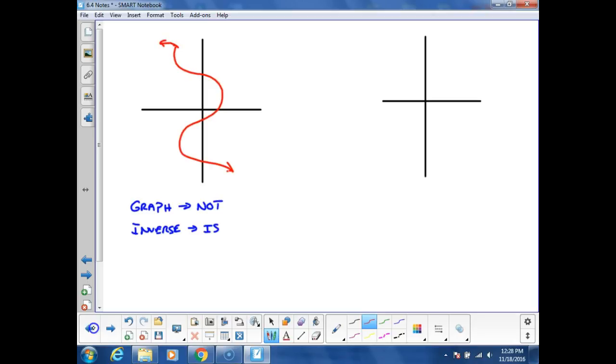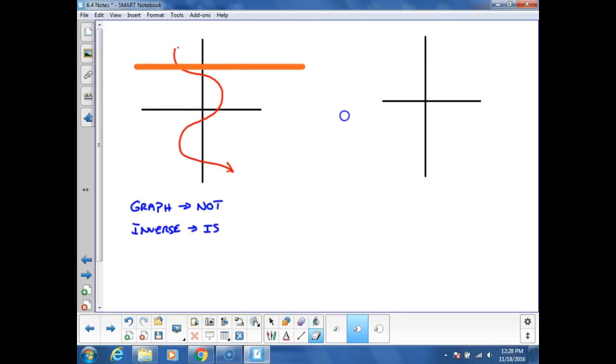Okay. All right. And so why is that not a function? Vertical line test fails right there, right? Okay. Why is the inverse a function? It's only ever touching there once, right? Okay. And we got to fix this part up here. There we go. Okay. So that graph is not a function, but the inverse is a function.